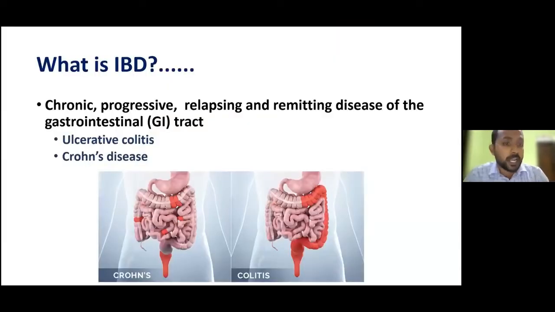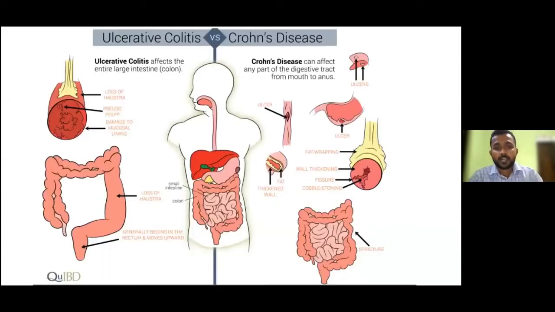So what is IBD? It is a chronic, progressive, relapsing and remitting disease of the GI tract. It mainly consists of two diseases, ulcerative colitis and Crohn's disease. So ulcerative colitis, usually the inflammation begins in the rectum and it moves upward continuously. And usually the inflammation is confined to the mucosa.